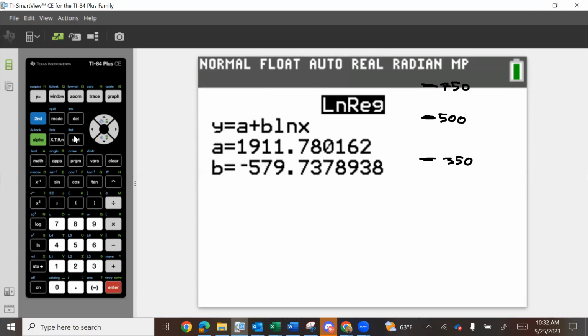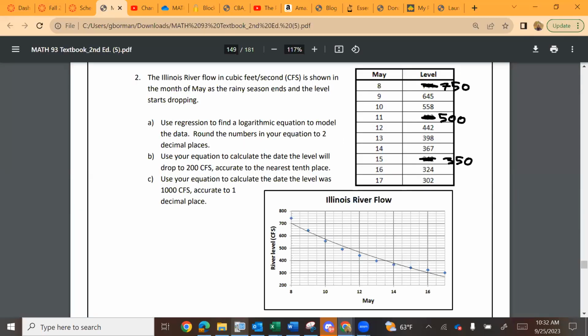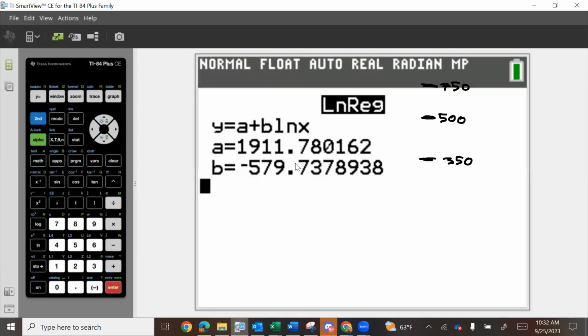And there's my equation. So now I'm ready to write that down. I already forgot. Was it 2 decimal places? I don't remember. Let's see. It was. Oh my goodness. That was probably just a good guess rather than memory, but whatever.